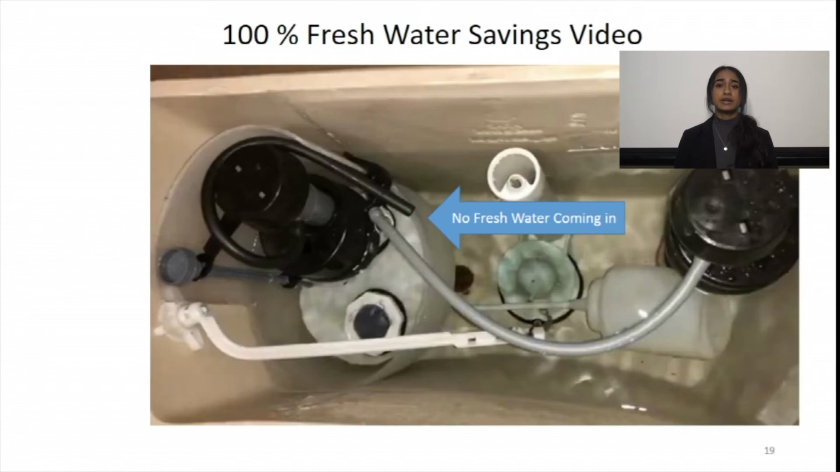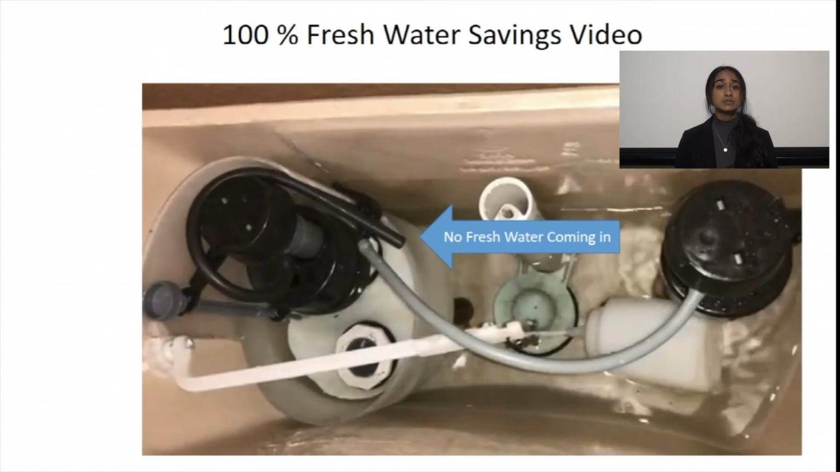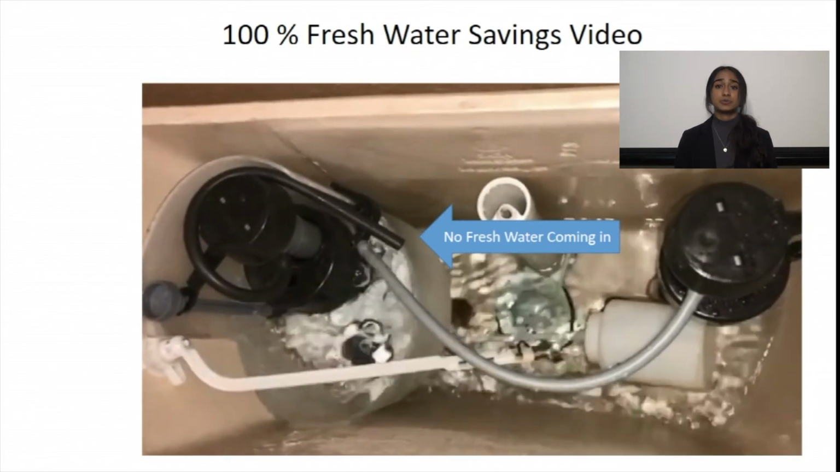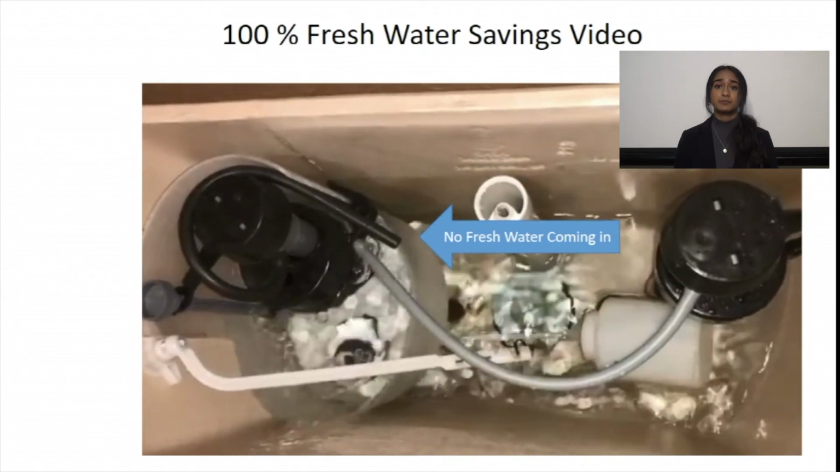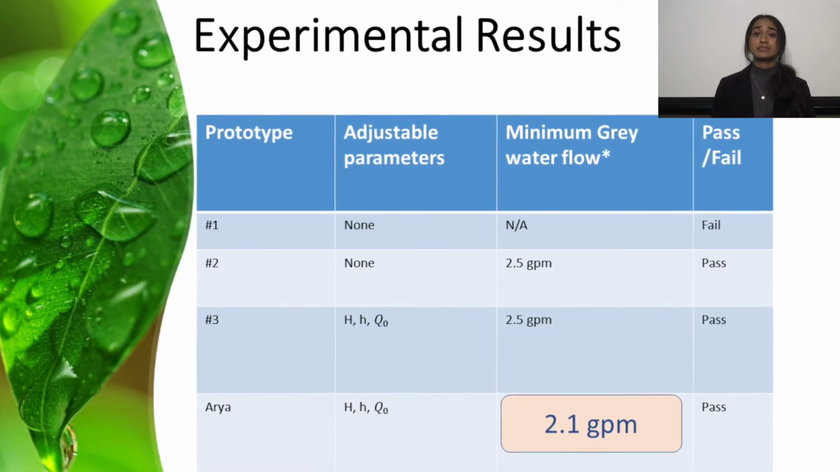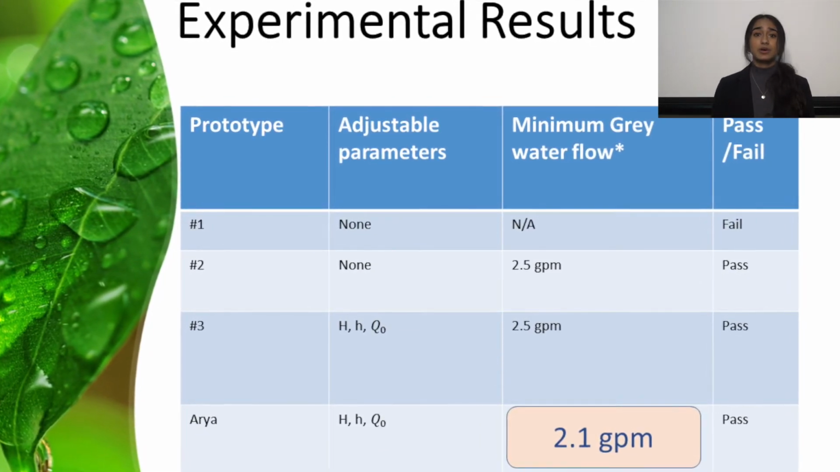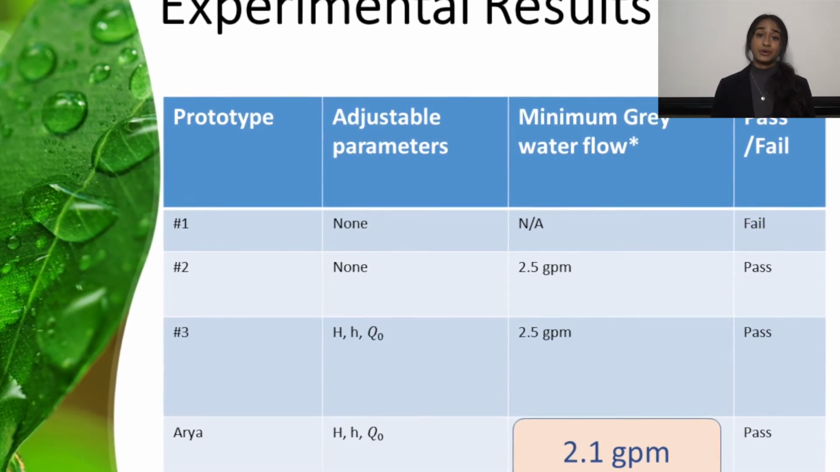This video shows what happens during a flush with a dual water toilet flushing system. Pay close attention to the black tube. As you can see, there is no freshwater flow because after flushing, the gray water rushes into the system, preventing the freshwater flow, resulting in 100% freshwater savings. Here is a table that shows the evolution of my design that led to ARIA, that has adjustable parameters, which is optimized to work with the minimum possible gray water flow.